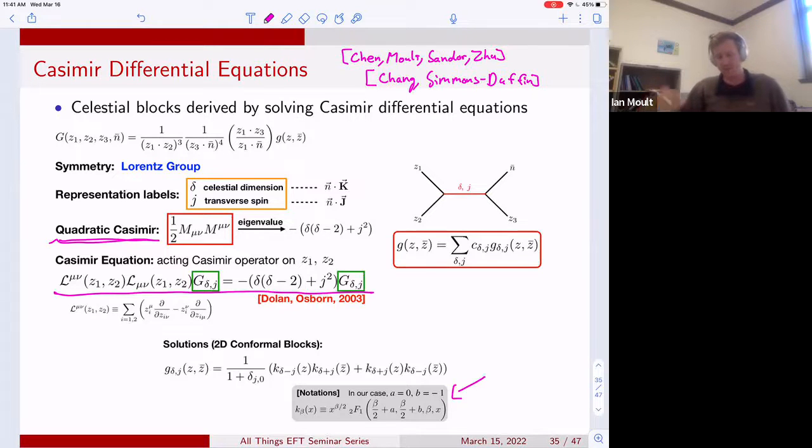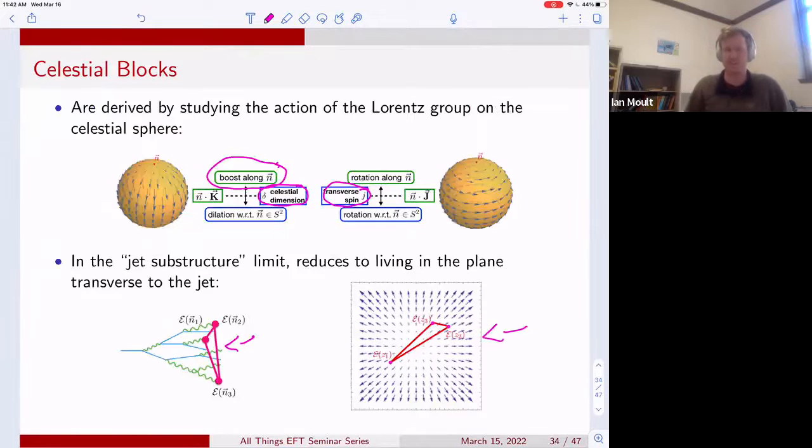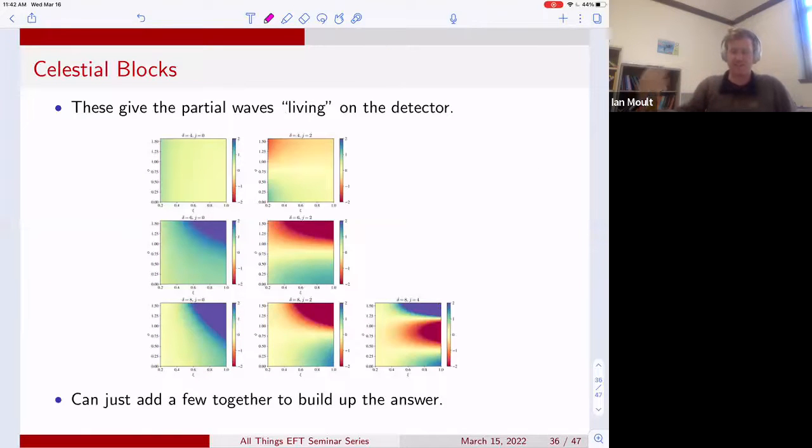If you're familiar, you may have guessed from this particular illustration here that these should just be the standard global 2D conformal blocks. And that is indeed the case. What that gives is that one can just decompose this correlation function into these particular sets of partial waves. One thing which is really nice is that this is an extremely concrete thing and can just be thought of as a Fourier analysis for these energy patterns on your detector.